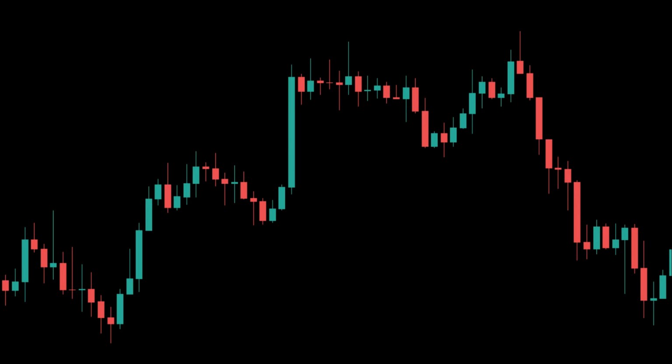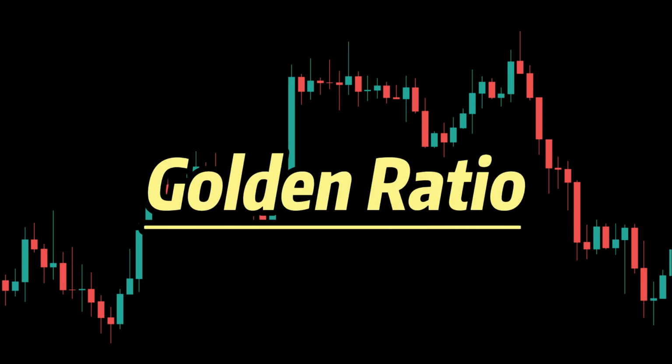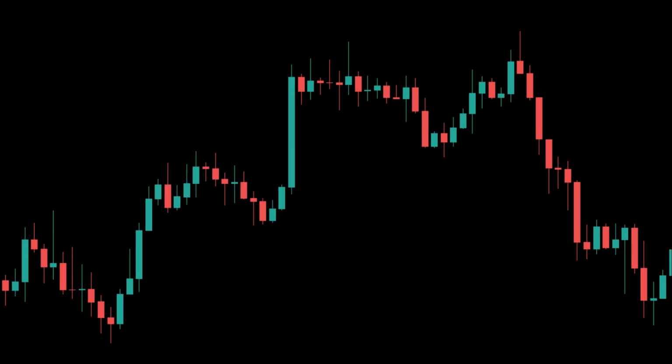If you calculate, you will find that any given number in the Fibonacci series is around 1.618 times the previous number. Therefore, the number 1.618 is called the golden ratio. Now let's understand how to use Fibonacci numbers in our daily trading to find support and resistance levels.